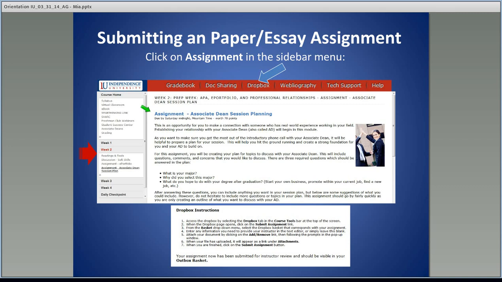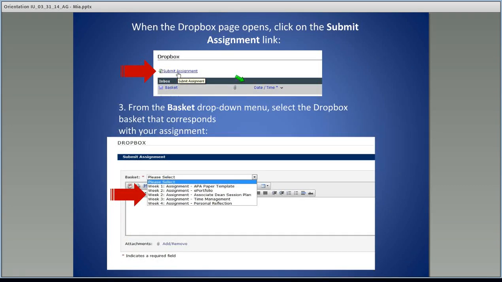So save the paper, and then you're going to click on Dropbox in the red bar on the very top to begin turning it in. Next, you're going to click on Submit Assignment to proceed with the process. And this is kind of like walking up to your teacher's desk, that's the Dropbox, and then you need to tell her what you're there to do. So you're here to submit an assignment. Next up, she's going to want you to put it in the proper basket so that her desk stays organized. So click on the drop-down menu and pick the title of the assignment that you're turning in.